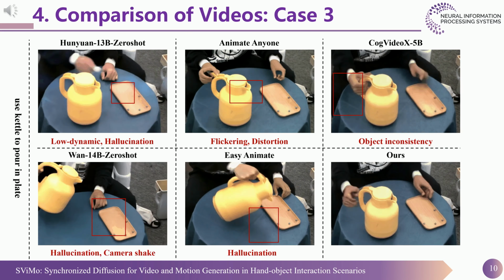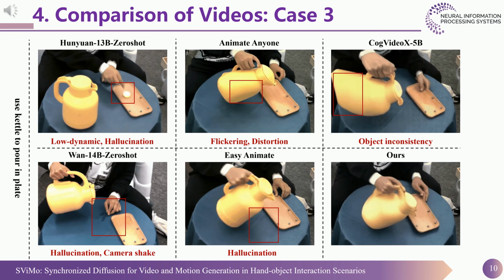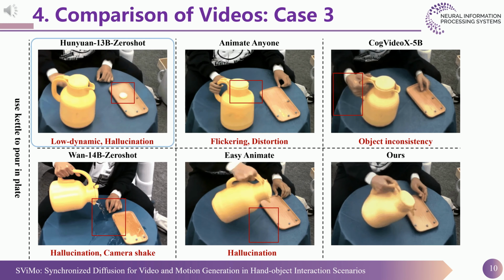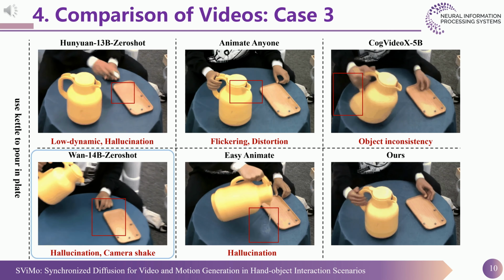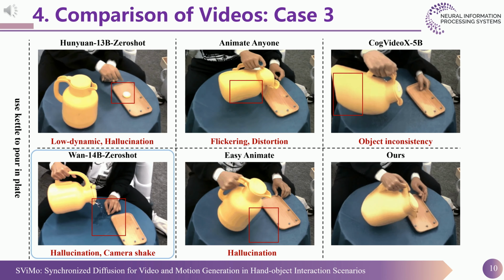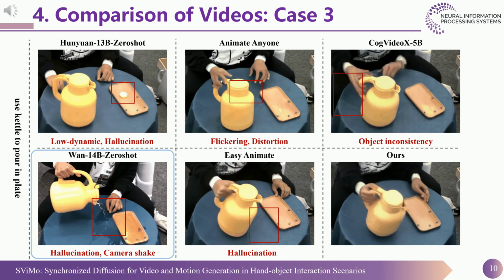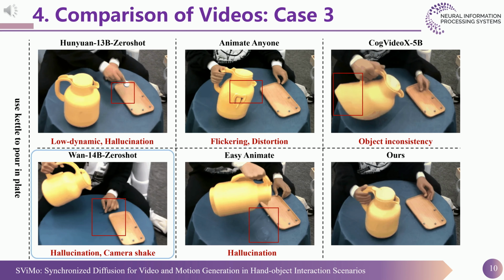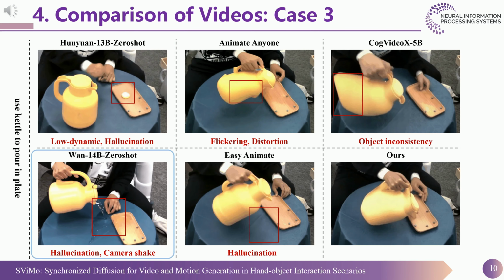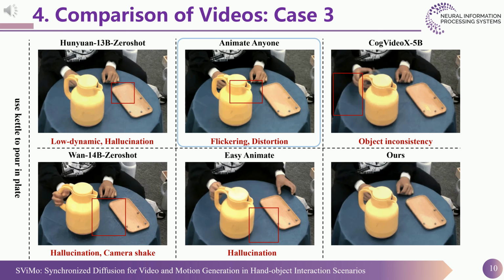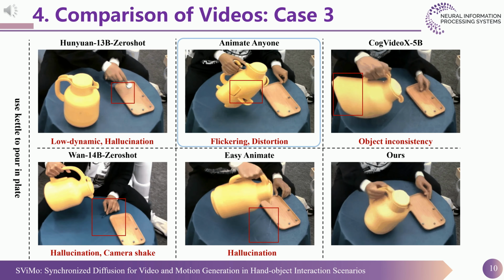The third case involves the interactive task: use kettle to pour in plate. This is Huanyuan's result. It exhibits limited dynamics and hallucinates non-existent paper pieces. This is Wan's result. It hallucinates non-existent water flow and introduces camera shake artifacts. This is Animate Anyone's result. Persistent frame flickering and object shape distortion remain.